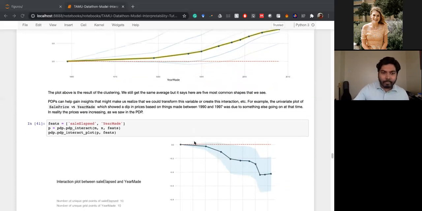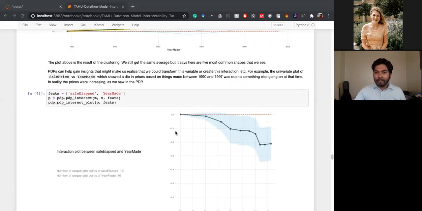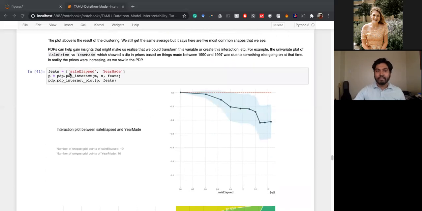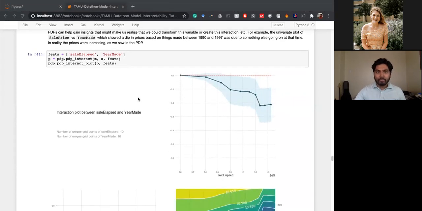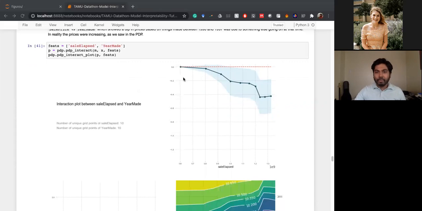Similarly, I mentioned that there is a relationship between sale elapsed and year made. So basically, we are auctioning heavy equipment, and they were sold at some point in the past. So sale elapsed tells how far in the past that item was sold to an individual.